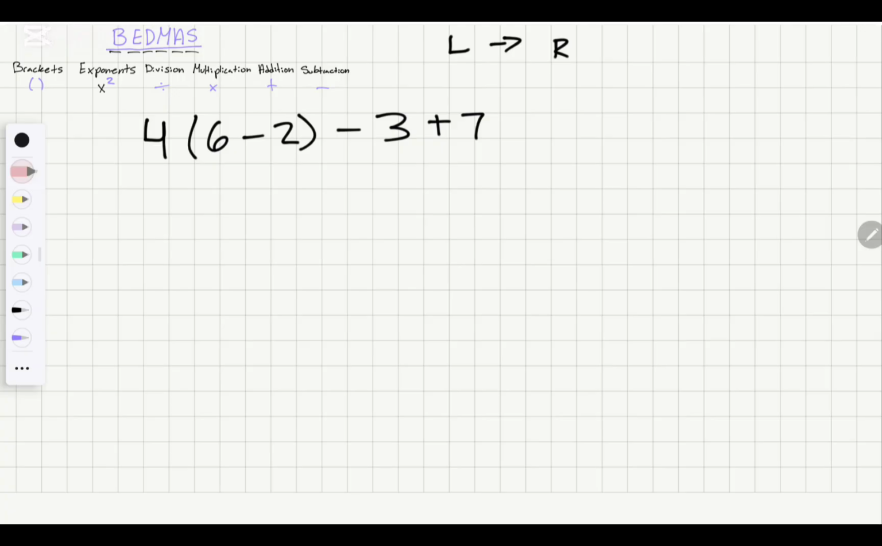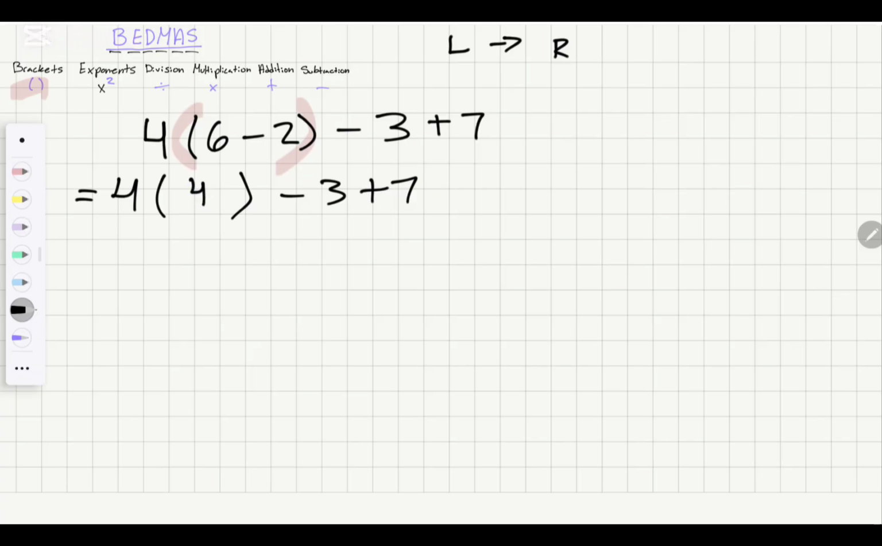So first thing is, do we have any brackets? Yes, we do, right here. So I'm going to bring down everything that we're not using. Leave room for my answer. Plus 7. Alright, so we're going to do this one first. 6 minus 2. 6 minus 2 I know is 4.